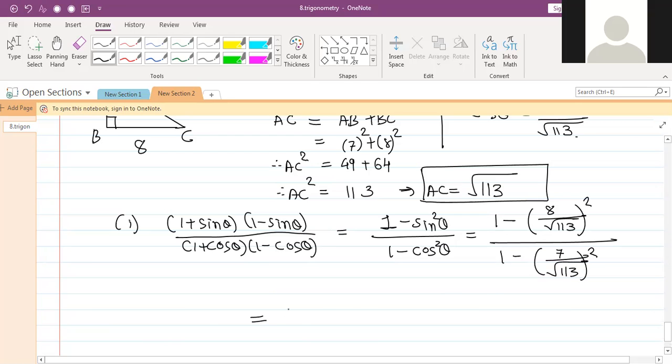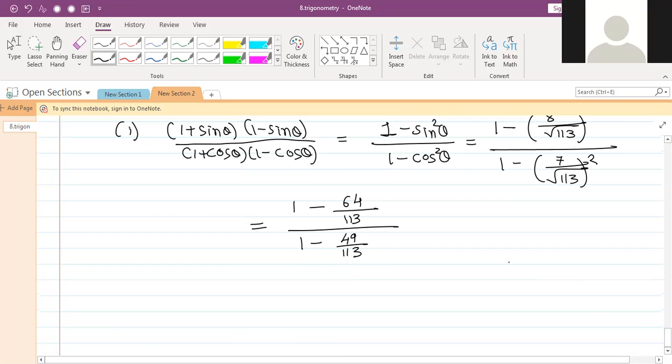So now we can simplify. Here 1 as it is, 8 square is 64, and here square and square root is cancelled. So we get 113, and here 1 minus 49 upon 113. Understand this step? Yes, sir.